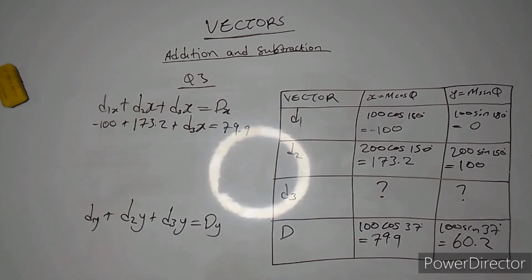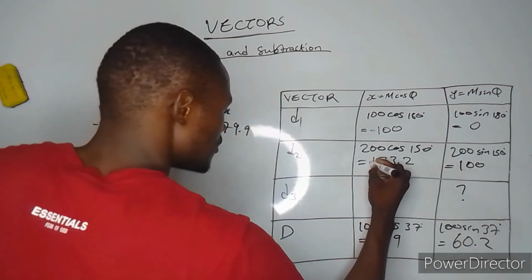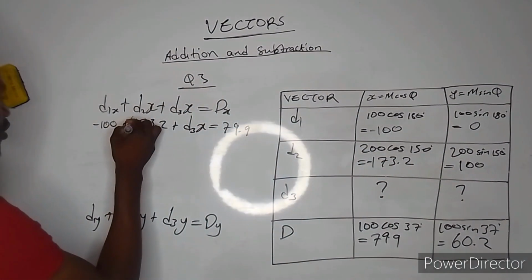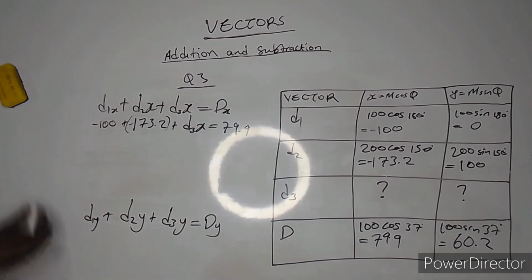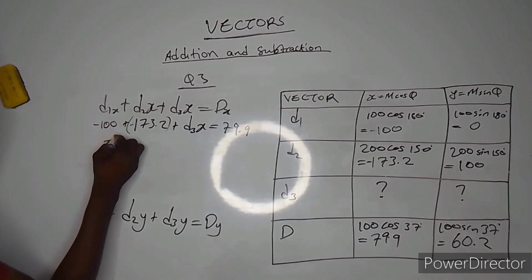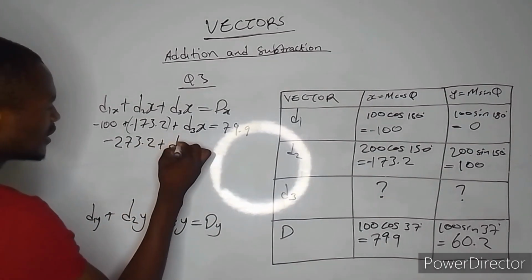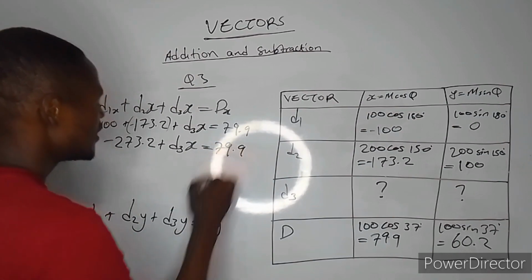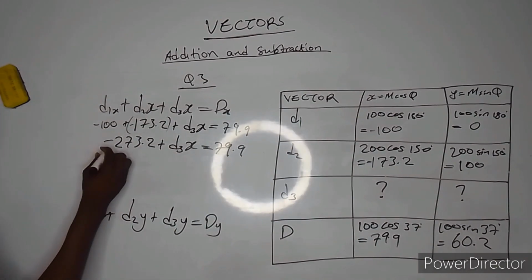Okay, so here the value was negative. The value which was here was negative. Try with your calculator. So even here it was negative. So when you do the calculations, you are going to find that first you get a negative 273.2, which is plus D3x, which is equal to 79.9. Then from there, what are we going to do? We make this the subject of the formula.